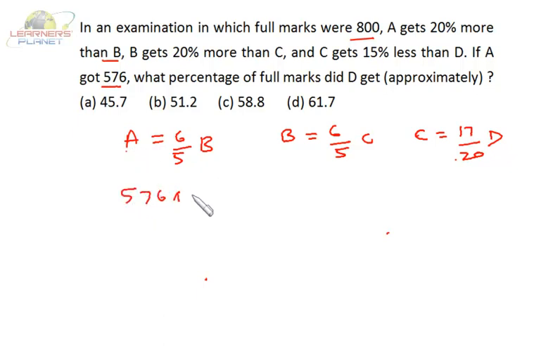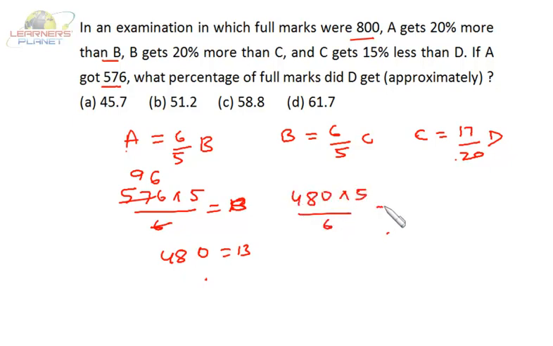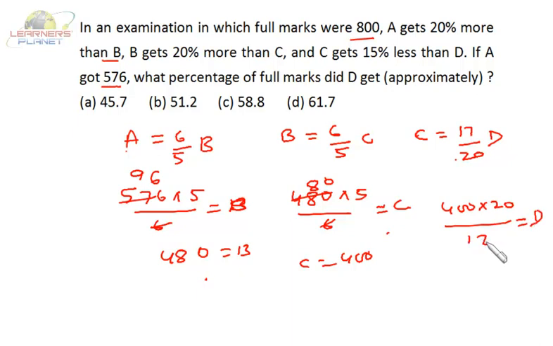576. That means B must be getting that is 96 into 5, which is this is B's marks. If B is 480, that means C is 400. And if C is 400, then D is, that is the marks of D, which we have to calculate. Okay, so that should be D's marks, but we are to find the percentage of D's marks.